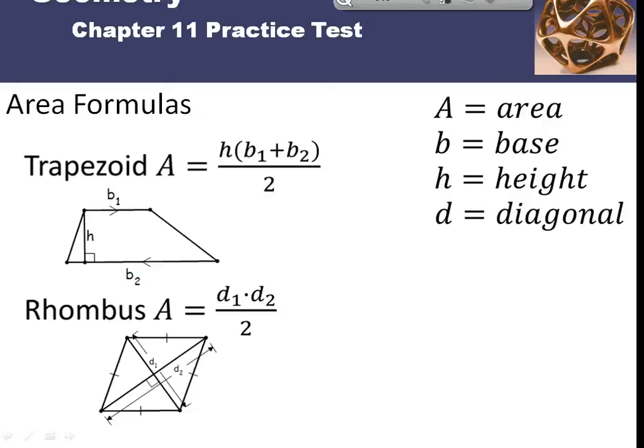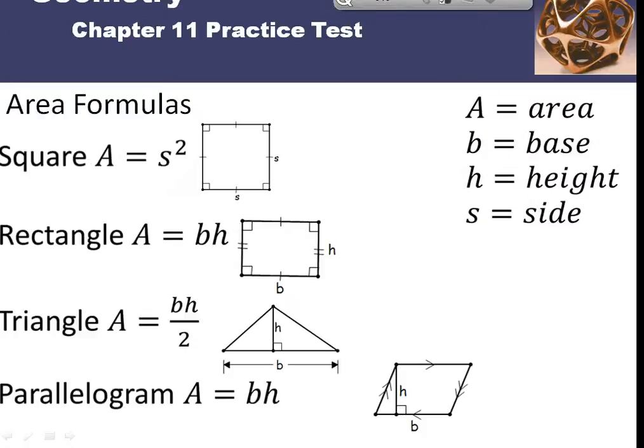Okay, here the area formulas are. Oh wait, we're on the wrong slide. Let me go back. Okay, sorry. There we go. Here's the first slide. It's got a square, rectangle, triangle, and a parallelogram. So you need to make sure these are on your notes because they will not be put on the board.